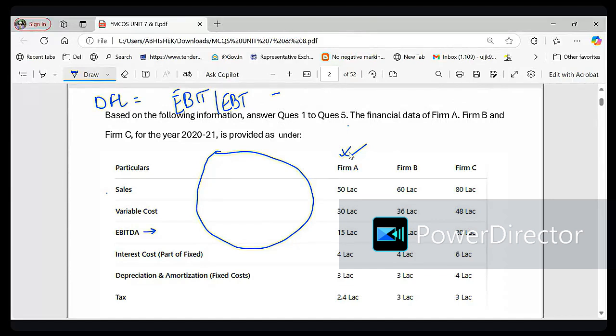If you use this technique, you can easily calculate EBIT and EBT. Let me explain. So what is the total sale? Total sale is 50 lakh. So I will write here 50 lakh. Now, out of this total sale, some portion of the total sale is our variable cost. So let's say this portion.